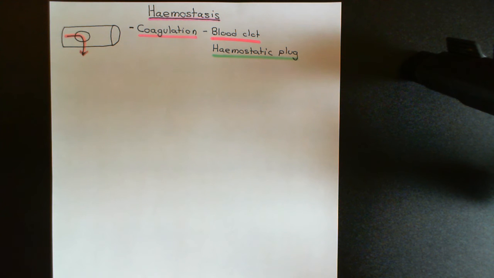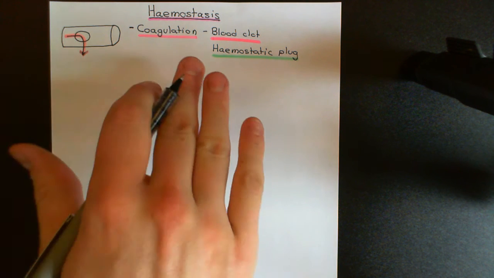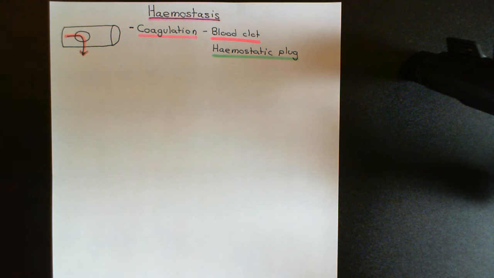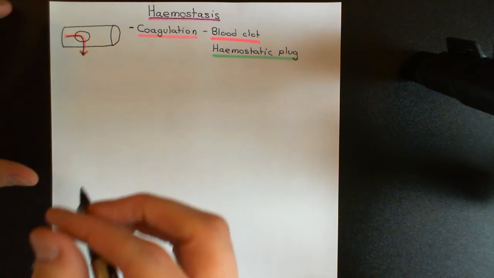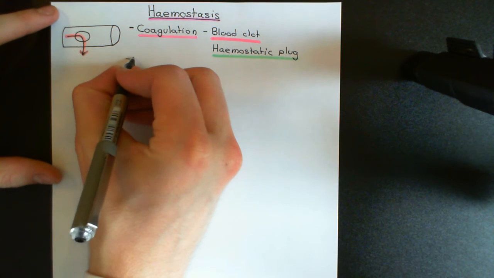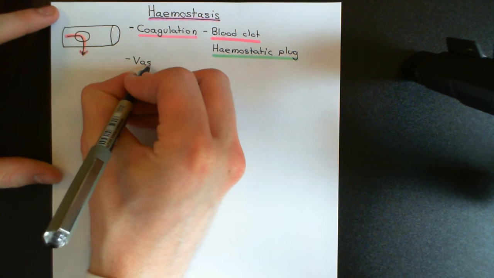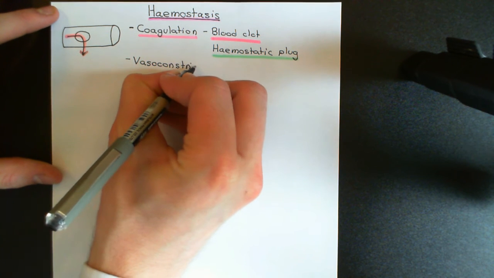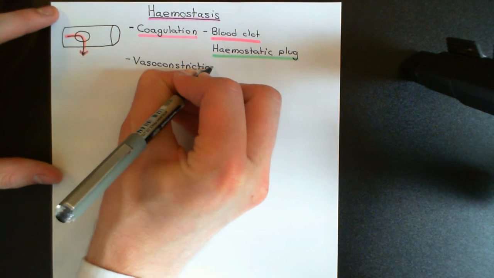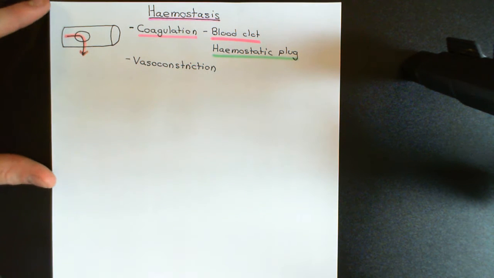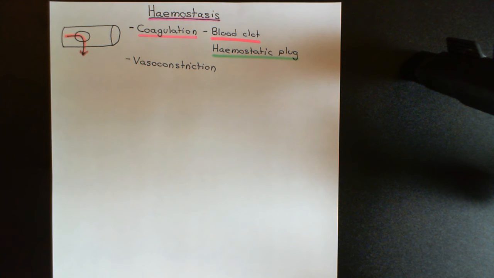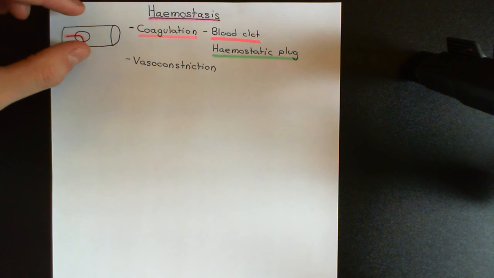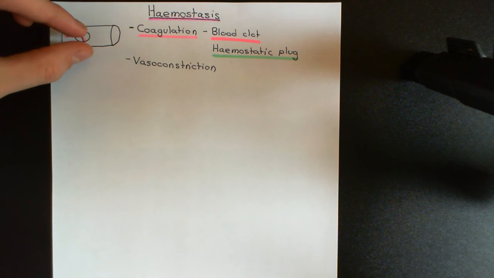Okay, but there's another really important aspect of hemostasis that often people forget. This is the iconic one, the one that people have no trouble remembering. The other very important part of hemostasis is that this blood vessel that has the hole in the side of it will also undergo vasoconstriction. Of course, vasoconstriction is a long word to mean the blood vessel will constrict down and reduce the diameter of its lumen, so it will become much narrower.